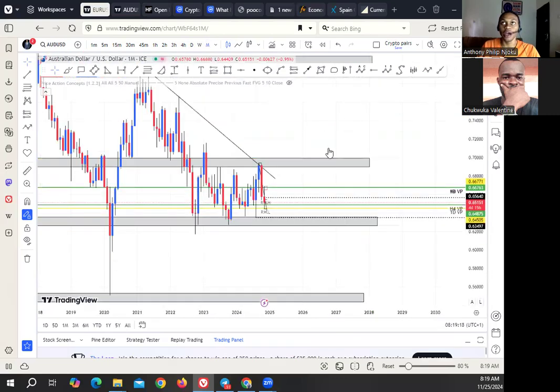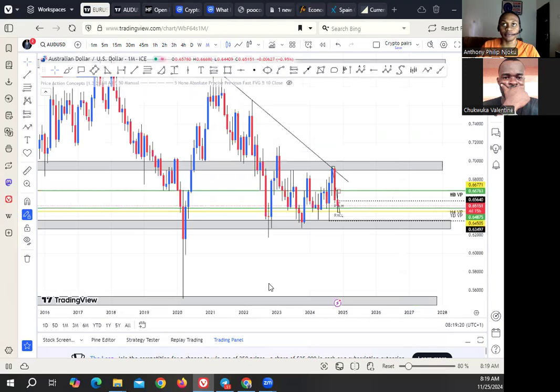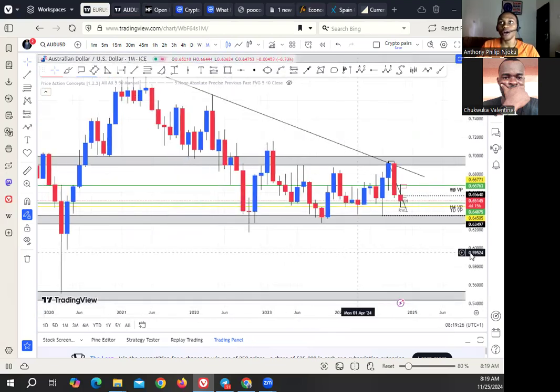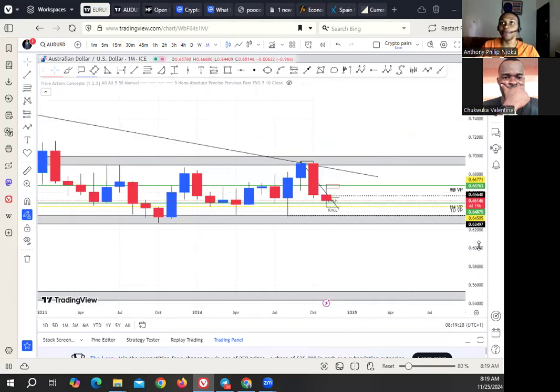AUD USD. AUD USD is the Australian dollar against the United States dollar. Okay, so for AUD USD, we have a different picture.